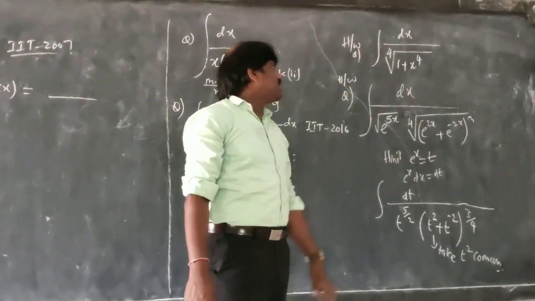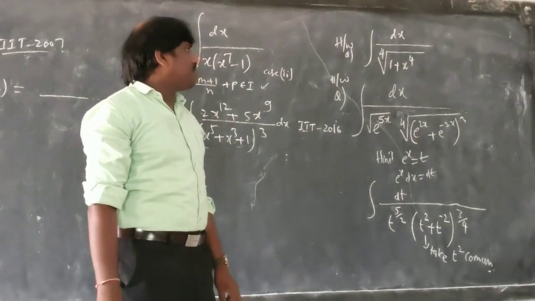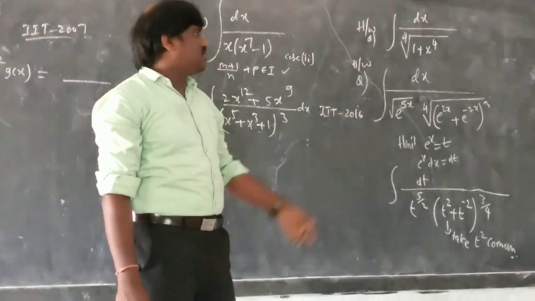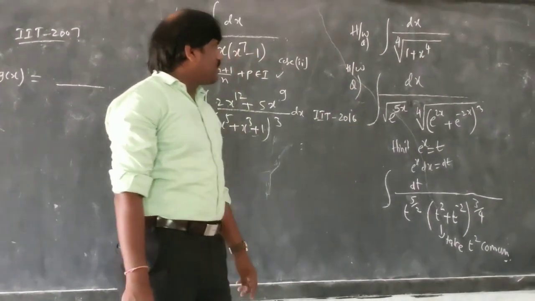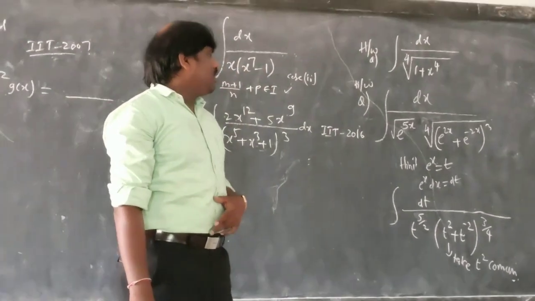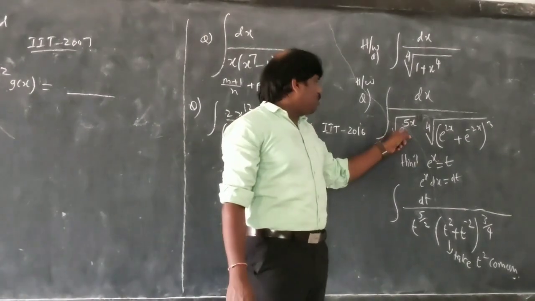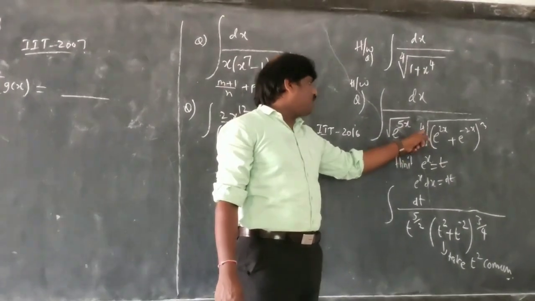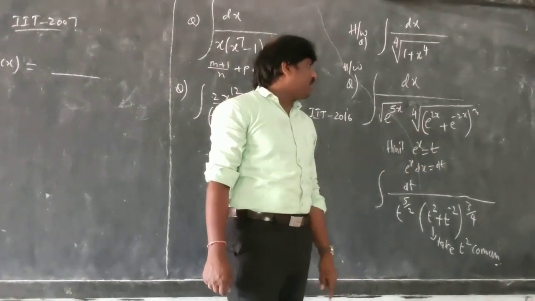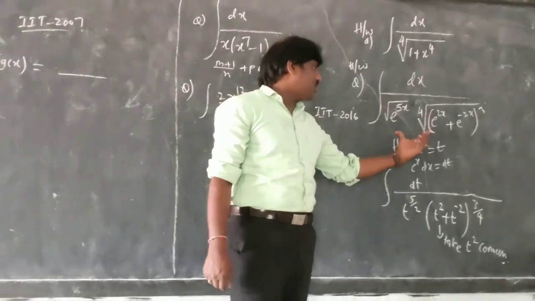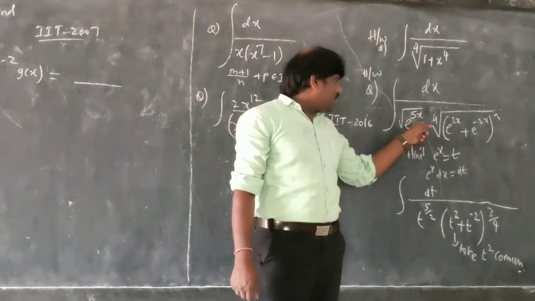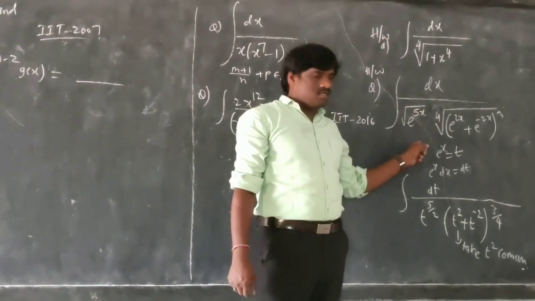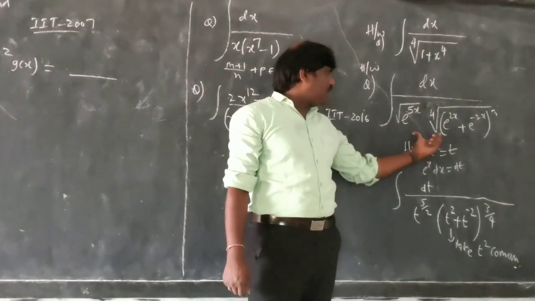Homework I am giving: dx upon the fourth root of 1 plus x power 4. How to do integration of this? And this question is here, homework I am giving: integration of dx upon the square root of e power 5x into the fourth root of (e power 2x plus e power minus 2x) whole cube. You have to integrate this one. So please do here. Here you can see that e power x, the hint is what to do with this one.